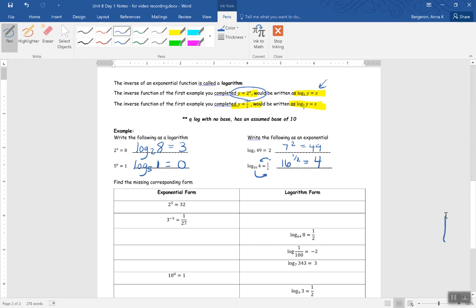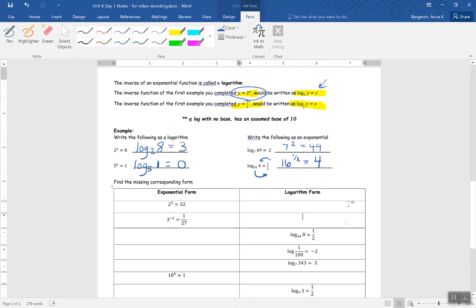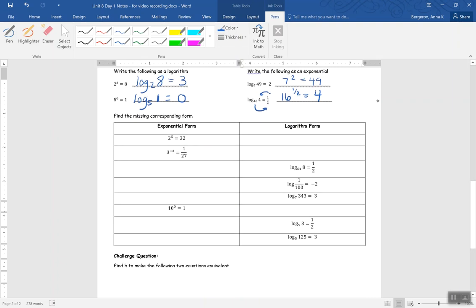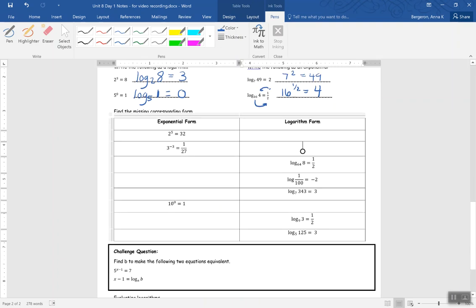What I want you to do now is go ahead and pause this video, and try these problems here in this table. If it's in exponential form, I want you to rewrite it as a log. If it's in log form, I want you to rewrite it as an exponential. So go ahead and practice that now.